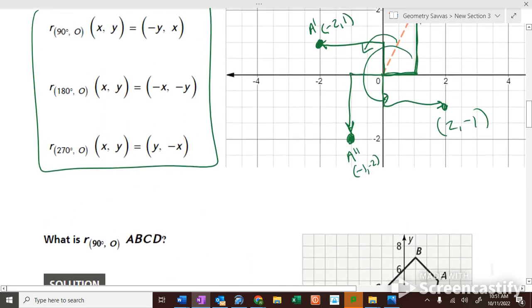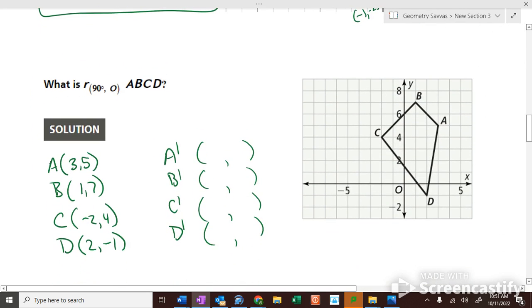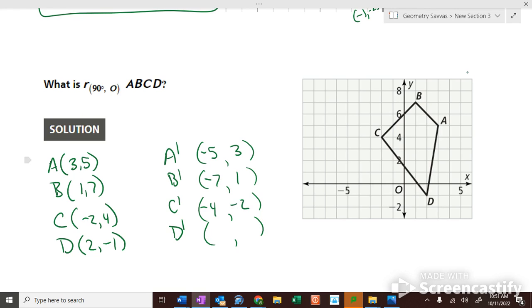Okay, so if we go back up here really quick, you flip them around, and what was originally y becomes negative. So if we flip these two numbers around, and what was originally y becomes negative, we get -5, 3. What's the next one going to be? -7, 1. Next one? -4, -2. And the next one?